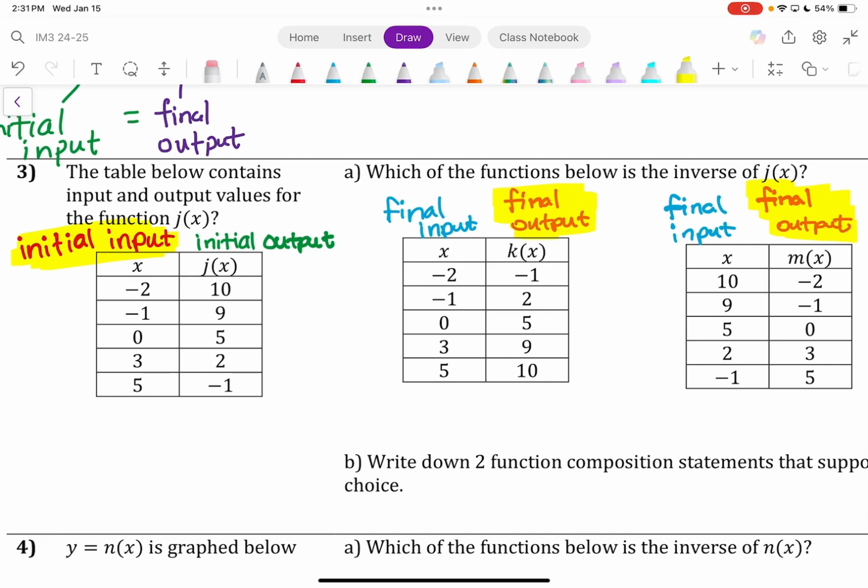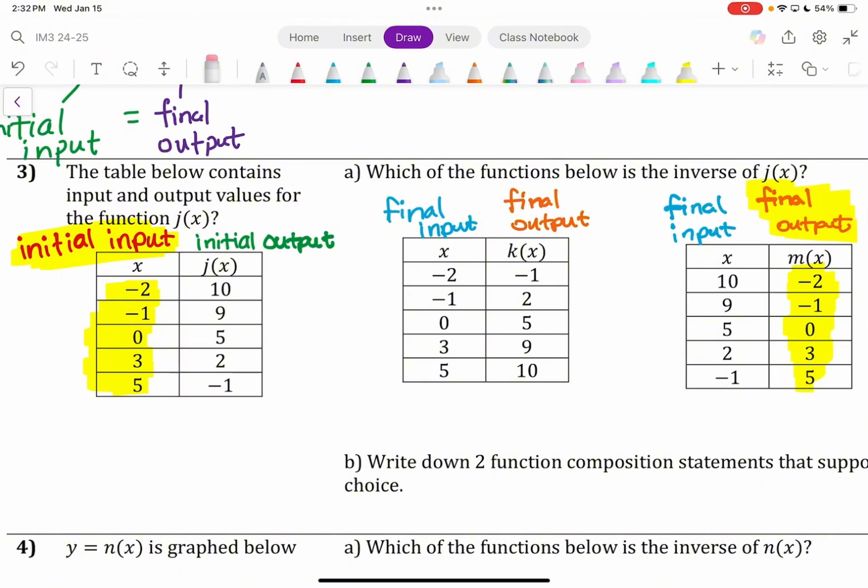So let me get your attention up here. Once again, we are looking at the column on the left, and we want to match it to either this one or this one. Now, look at these two final output columns. Which one is the same as the initial input? Is it the first table or the second table? It's the second table. We can see that because we have -2, -1, 0, 3, and 5, and over here we have -2, -1, 0, 3, and 5. So we can see that these two are the same. Because these two are the same, that means that function m is the inverse.